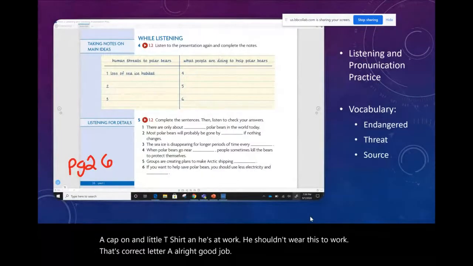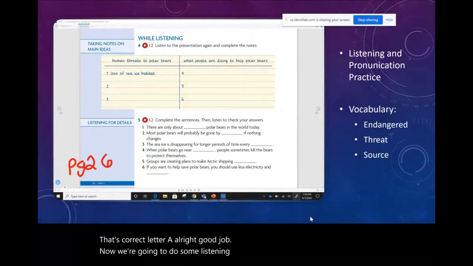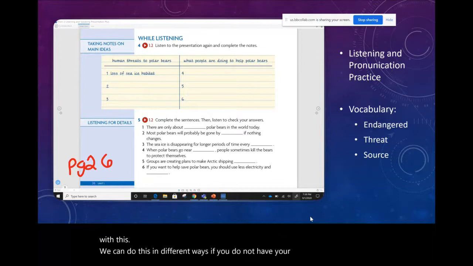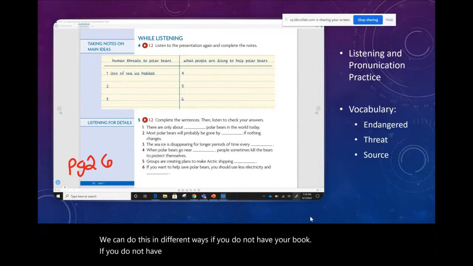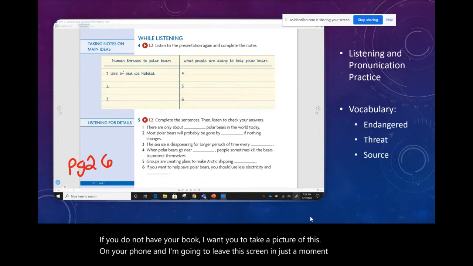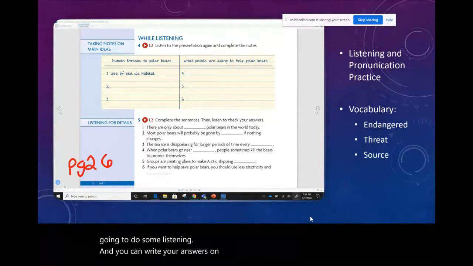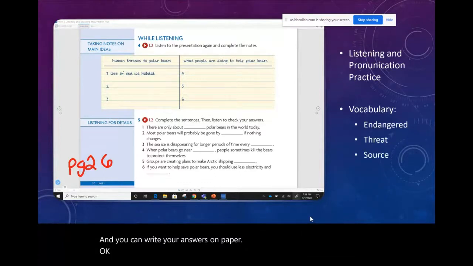Okay, now we're going to do some listening practice. So what I want you to do, class, we can do this in different ways. If you do not have your book, I want you to take a picture of this on your phone, and I'm going to leave this screen in just a moment, and we're going to do some listening, and you can write your answers on paper. Okay, so in just a moment, we're going to do some listening and take notes about what we're listening to.